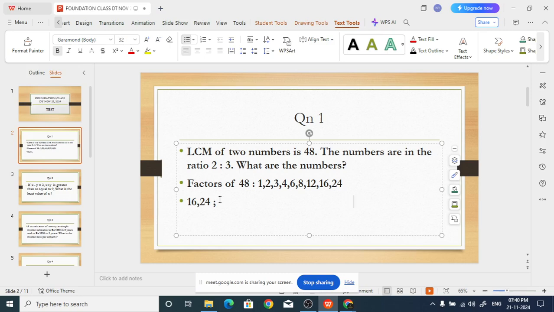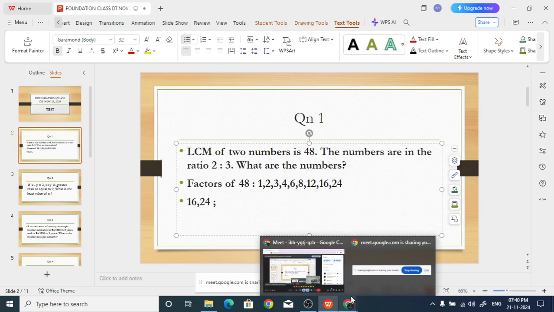The numbers which are in the ratio 2 is to 3 are 16 and 24. Children, others, are you with me? Are you able to understand, all of you? People who have joined late? Yes, sir. Can you open your mouth, others? Palak is opening. What about others? I just want to hear one or two more people. Yes, sir. Good, good.